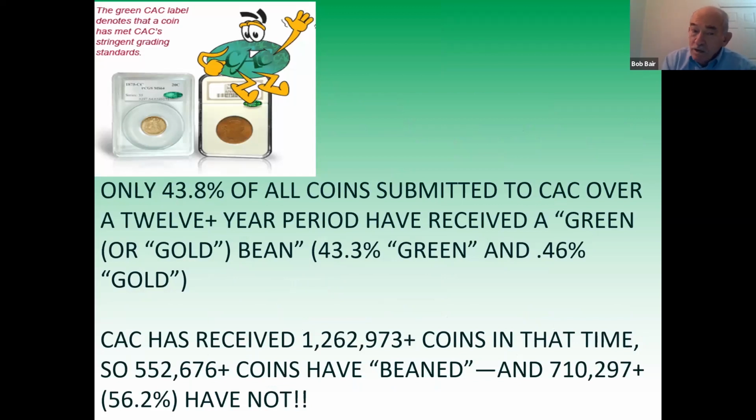Only 43.8% of all coins submitted to CAC over a 12-plus year period have received a green or a gold bean. A green bean means that they endorse it at that grade. A gold bean, which is very rare, you can see 0.46%. A gold bean is a coin that they see as really belonging at least one grade point higher. So how many coins have shown up at CAC from NGC and PCGS?